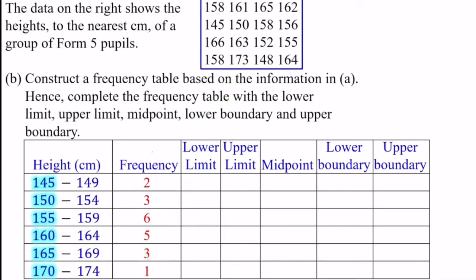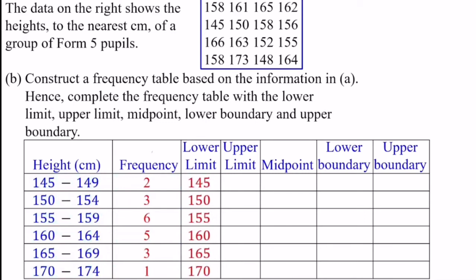Okay, now in order to list out the lower limit, I will highlight in blue color. So you can see 145, 150, 155, 160, 165, 170. All the heights to the left of the class interval are the lower limits. Then how about the upper limit?